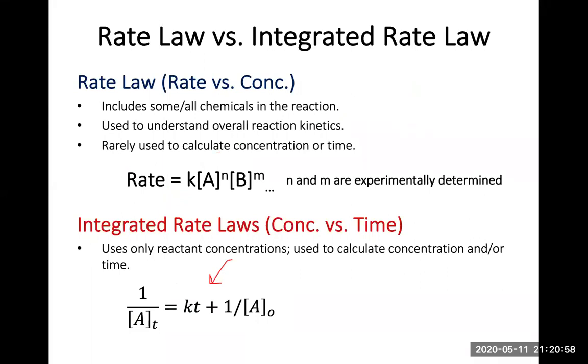If you recall, a first order rate law would be defined as k times [A], where A is one of the reactants and it would be raised to the first power. So we write the 1 right up here.